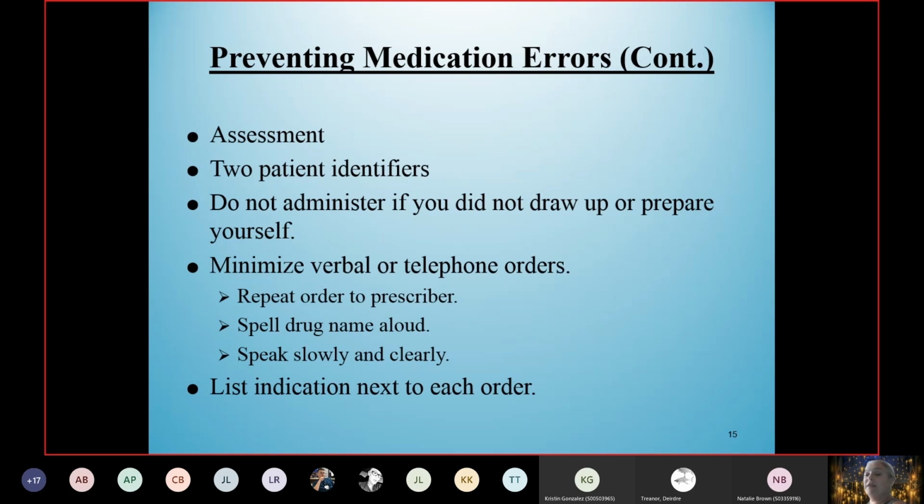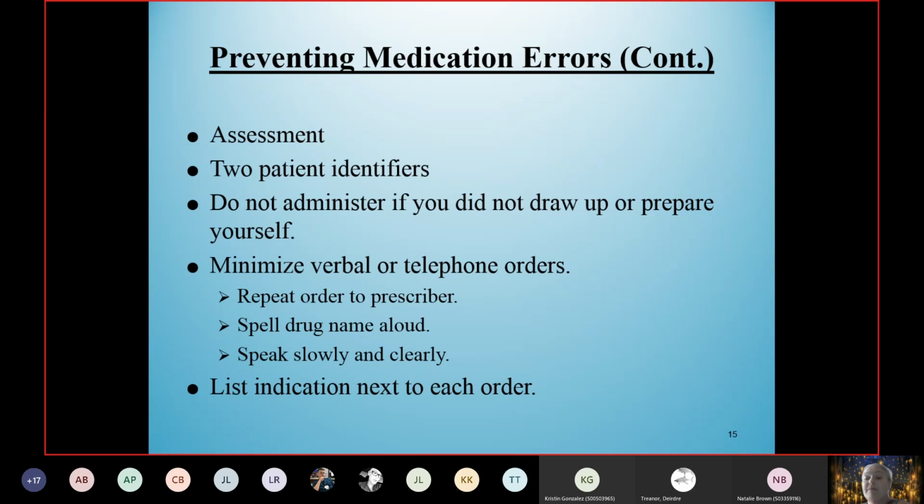If you do not draw the medication up or prepare it yourself, you do not give it. Ever. Okay? If I draw up 2 milligrams of morphine for Mr. Jones, and then I go, hey, Hayes, will you go give this medication for me? Hayes, what's your answer going to be? Very good. It should always be no. Never, ever, ever. That one especially because it's controlled, but never, ever, ever. If I mix a medication or do anything, I need to be the one to give it.